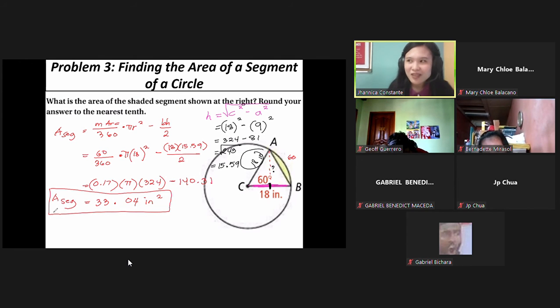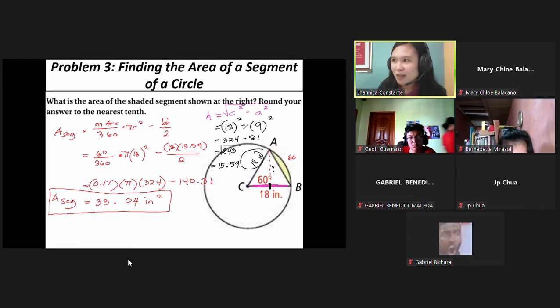As you can see in the area of the segment, there is a lot to solve. When there is no height given, or when the triangle is not a right triangle, we need to find the height for the area of the segment. But if its angle is right, or 90 degrees, no need to find the height. The height is the same measurement as your radius. Okay. Let's have another example with this kind of circle, which is not a right triangle.